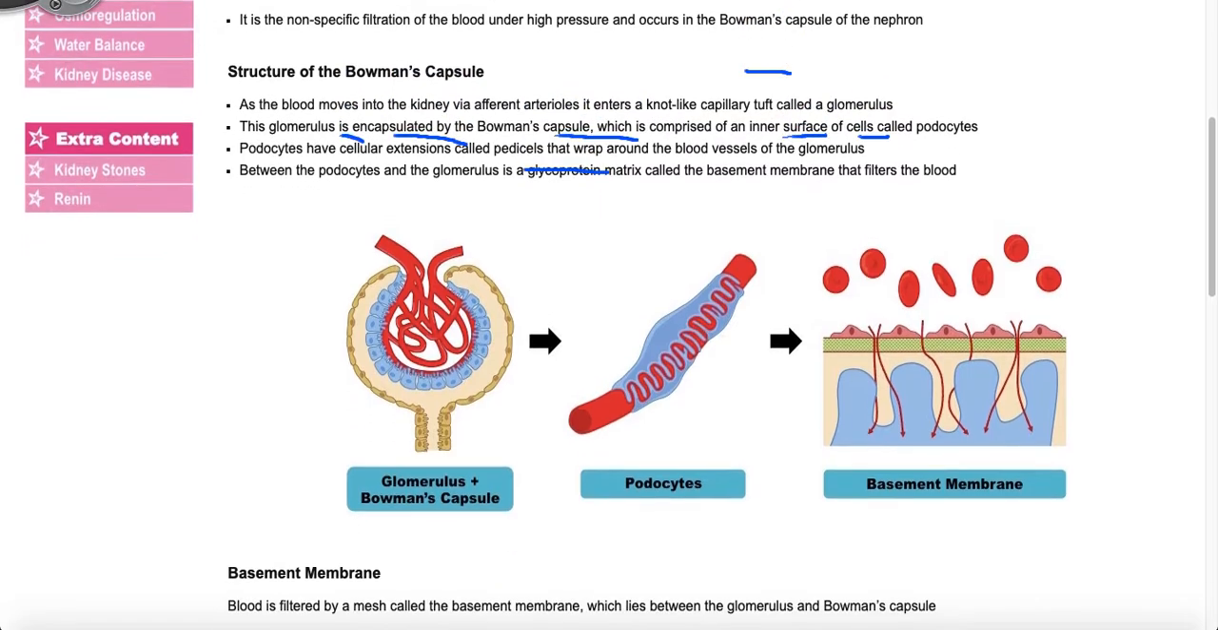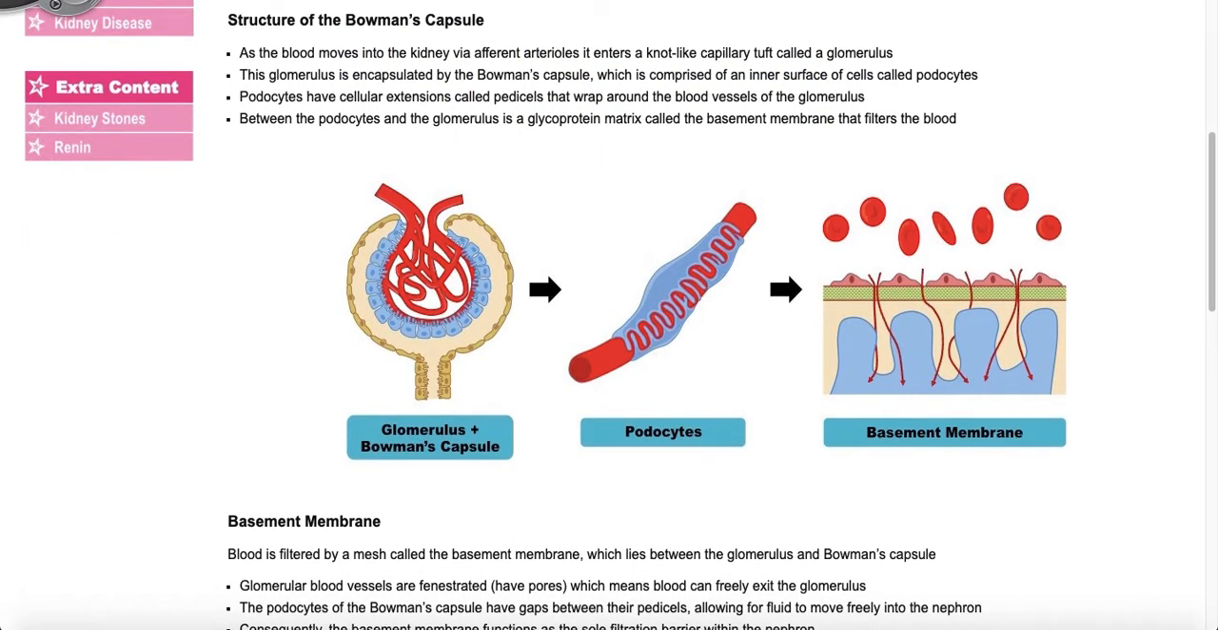So here we see the structure of the Bowman's capsule in this picture right here. So we see the blood that moves into the kidney via the afferent arterioles. So the blood that is coming in is going into this knot-like capillary here. So this whole thing here in red is called the glomerulus. Let's label it a little bit. So blood in, and this whole thing is the glomerulus.